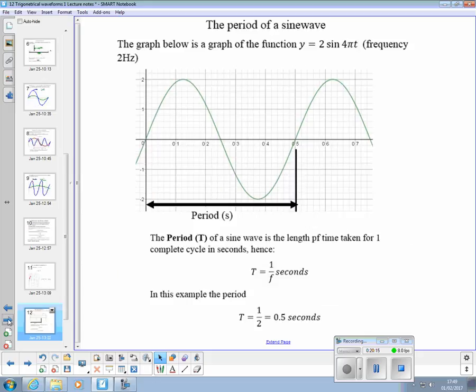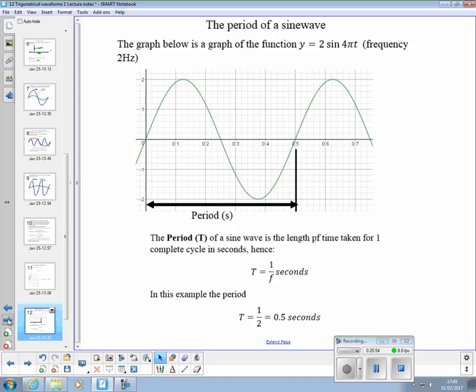The period. Okay? Period of a sine wave. The graph below is a graph of the function y is equal to 2 sine 4 pi t. The frequency is 2 hertz. We'll get used to that eventually. If that's 4 pi t, divide it by 2, that must be 2 hertz. 10 pi t, 5 hertz. 100 pi t, 50 hertz.